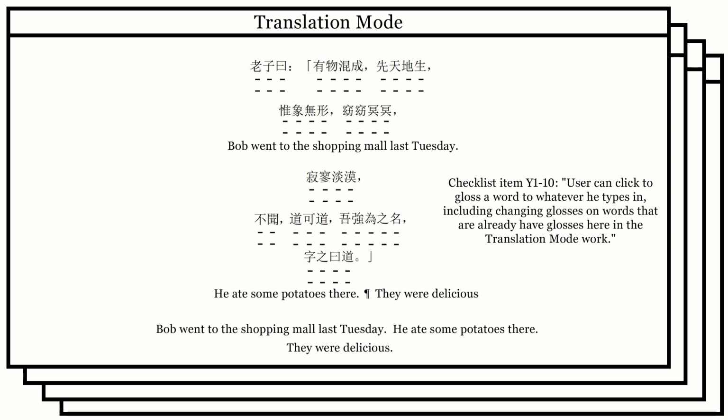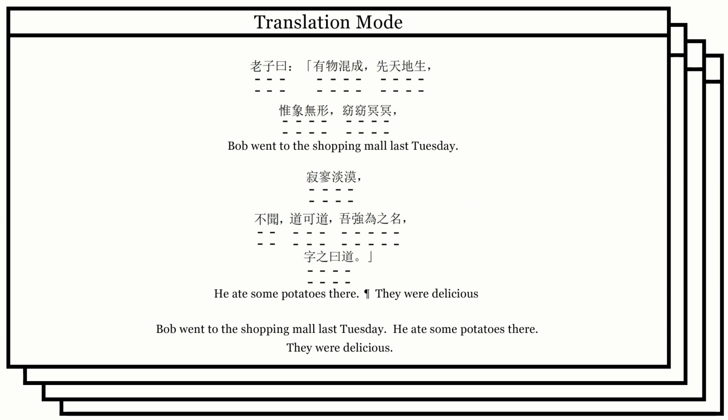User can click to gloss a word to whatever he types in, including changing glosses on words that already have glosses here in translation mode. Alright, let's start changing those dash characters into something more useful. After I show you map mode, I'll show you how auto-glossing works, but for now let's look at the operation of glossing a word to whatever the user types in.